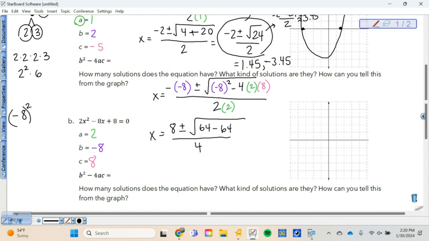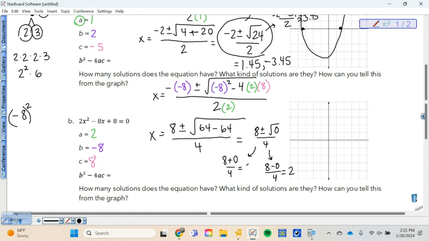So what happens underneath the square root symbol there? What's 64 minus 64? 0. So now I have 8 plus or minus the square root of 0 divided by 4. But what's the square root of 0? 0. So I'm really saying 8 plus 0 divided by 4 and 8 minus 0 divided by 4. Are those different? No, they're the same thing. They're just both saying 8 divided by 4. What does that give us?